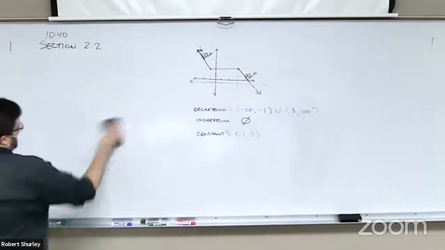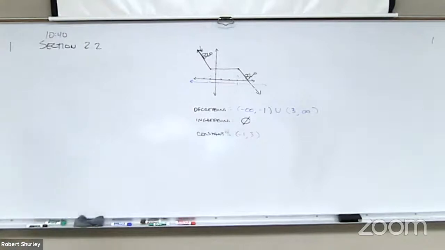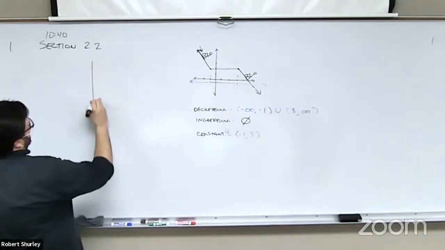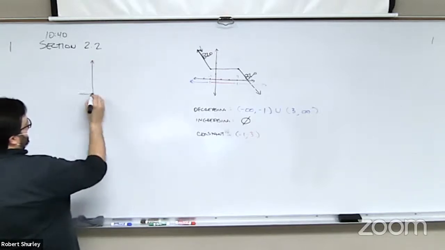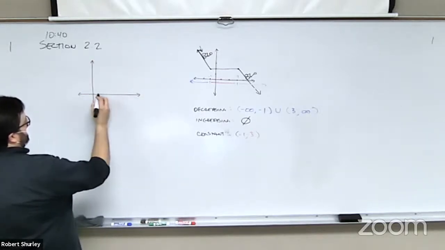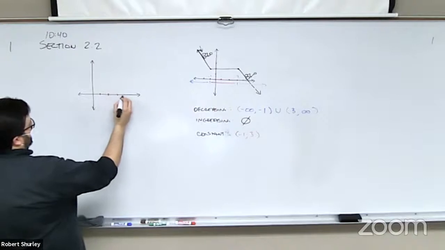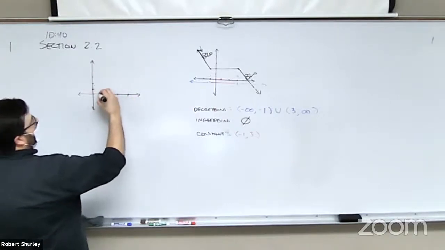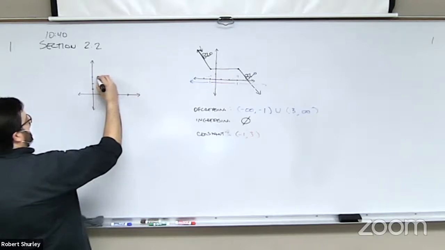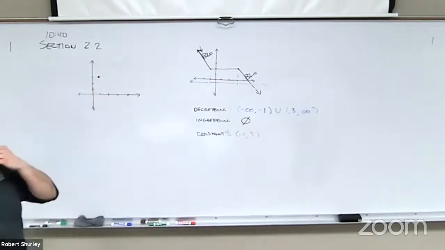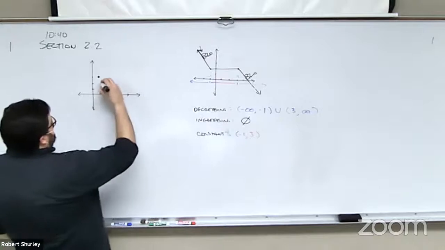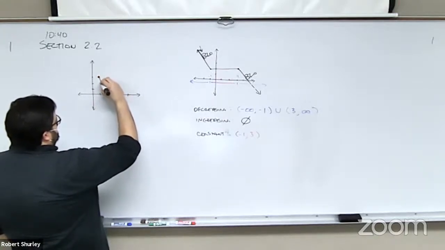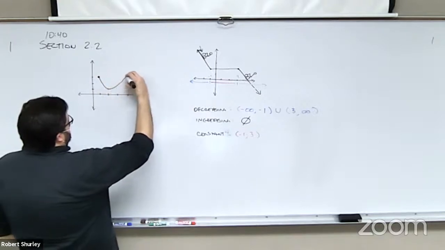Okay, so let's look at one that Jeanette brought up, a really good situation. What if it doesn't go forever to the left or right? Let's say we start at 1, 3 here, and then we dip down and go back up. Let's say we dip down to 2, 1, and then we go up forever.